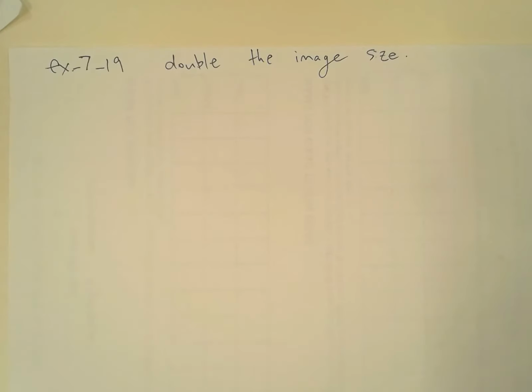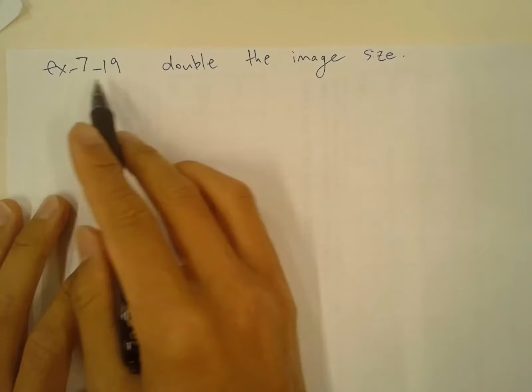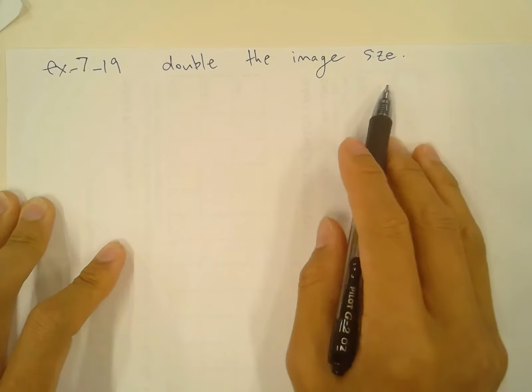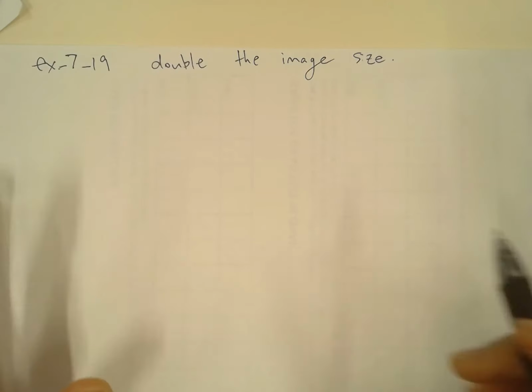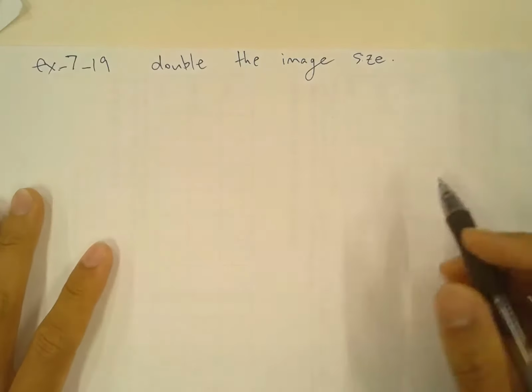So in the More on Iterations chapter, there's a problem called EX719, which is the code at the bottom of the problem, and it is to double the image size. It seems like a lot of people are having issues with this, so I'm going to talk about it.